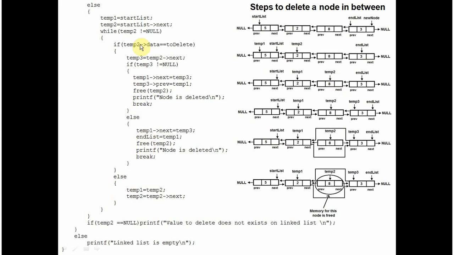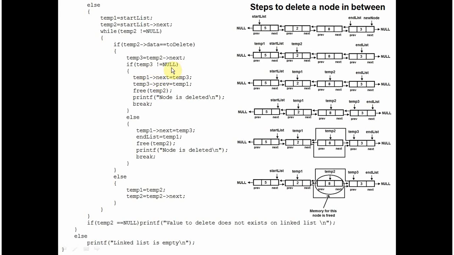Again, is temp2 not equal to null? No, it is not yet. Is the data member of temp2 equal to the value that the user wants to delete? Is 8 equal to 8? Is this the value that the user wants to delete? Yes. This if block will run. Temp3 pointer, another extra pointer, is being used. It is asked to point where the next member of temp2 is pointing. Next member of temp2 is pointing here. So temp3 is set to point at the next node of temp2.